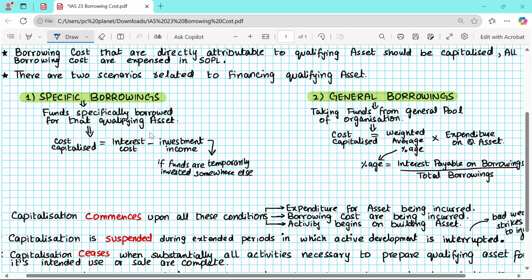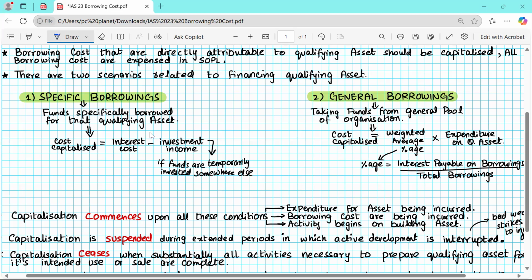Now what do you mean by this? For example, let's say that you took out a loan of $1 million from the bank for constructing a dam, but the construction will start after 3 months. So you do what? Out of that 1 million, 40,000 you invested somewhere else. Now if you have invested it somewhere else, obviously you are going to get some income, right? Now that income that you have temporarily invested somewhere else, if it is directly attributable, you can deduct it from the interest cost and capitalize the net amount. This we do in the case of specific borrowings only.